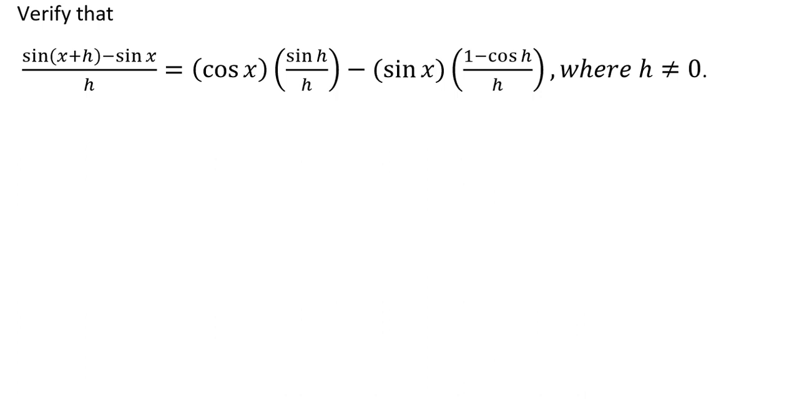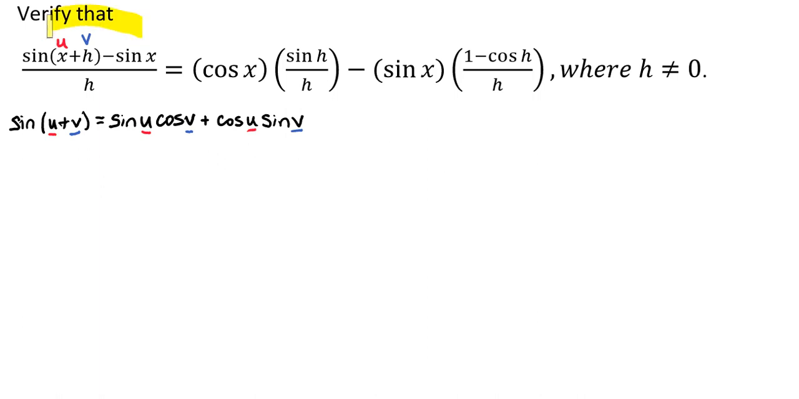So we're going to use the sum formula for sine here. Let's recall what that is. So here we can see that our u in this instance is going to be x, and that our v in this instance is going to be the h. Now our goal right now is to make this left-hand side turn into the right-hand side.